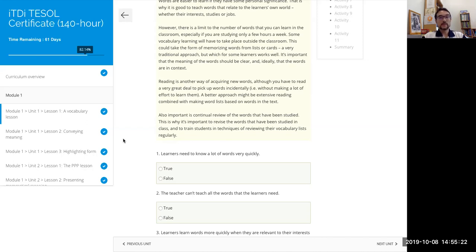This could take the form of memorizing words from lists or cards, a very traditional approach, but which for some learners works well. It's important that the meaning of words should be clear, and ideally that the words are in context.